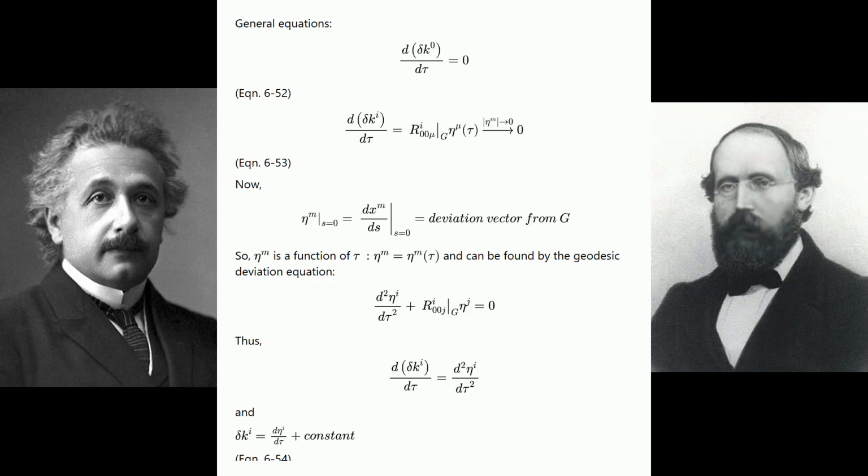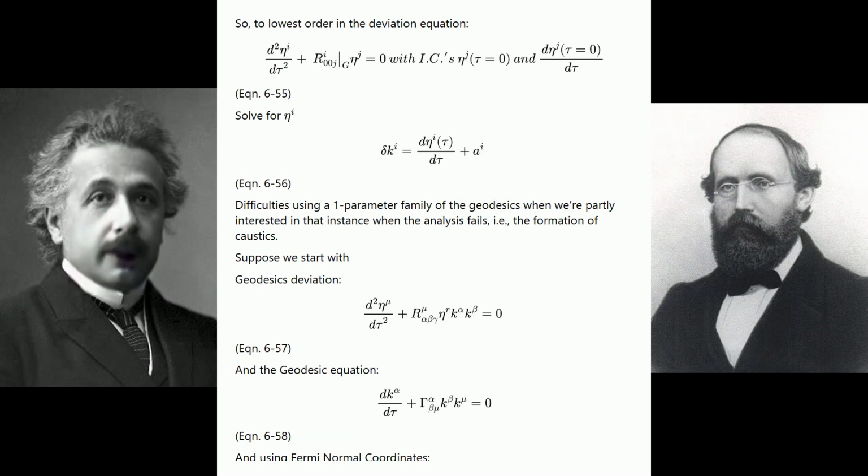6-54. So we have bracket δa, k close bracket equals a to lowest order. So, to lowest order in the deviation equation, equation 6-55, solve for δa^i, equation 6-56. Difficulties using a one-parameter family of geodesics when we're partly interested in that instance when the analysis fails, i.e.